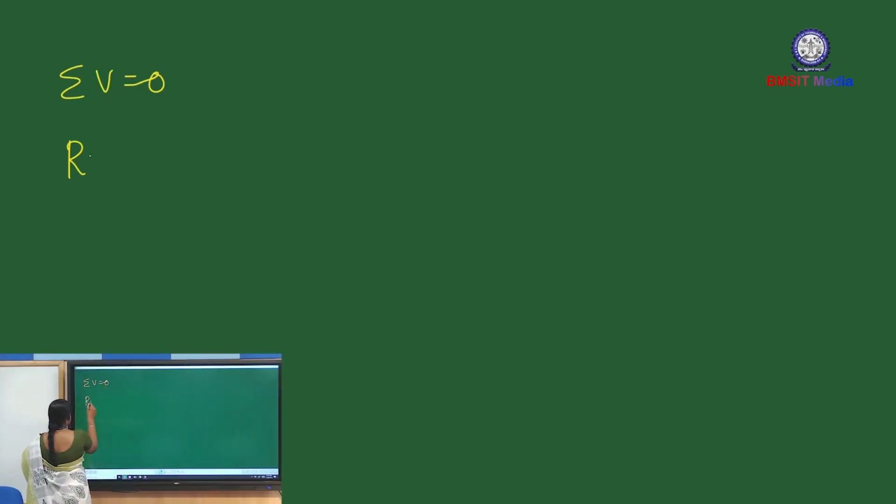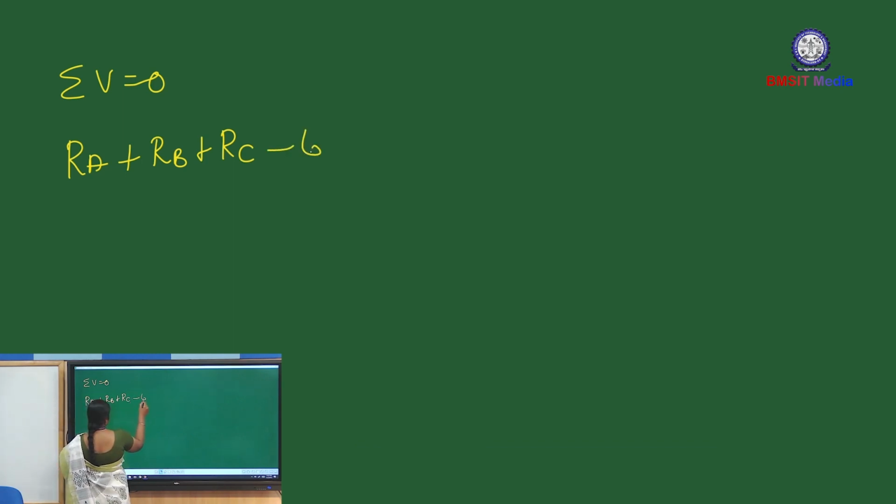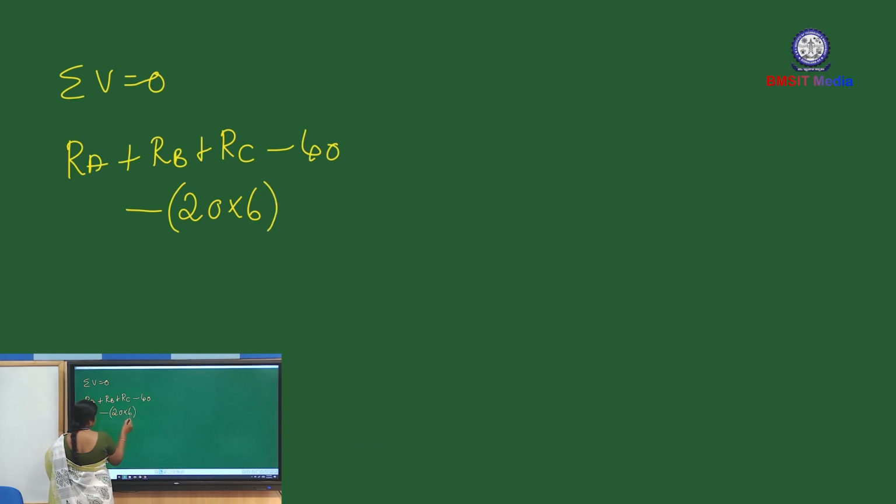RA is acting upward, so positive. RB also acting upward, so positive. RC also acting upward, so positive. And 40 kilonewton is acting downward, so minus 40. Then the UDL load is acting downward, so minus sign. We have to convert that UDL load into a point load: intensity of the load into length of the span gives the point load. So this will be equal to 0. Here we have to consider only the vertical force, not moment.